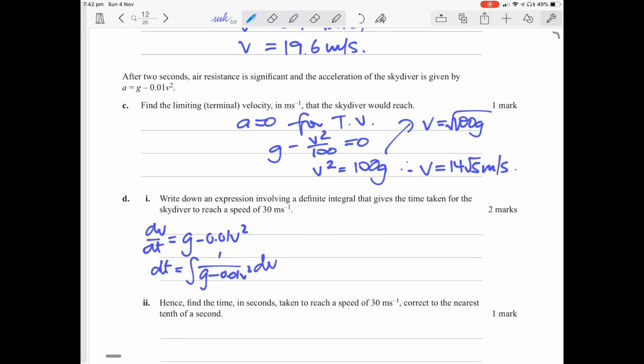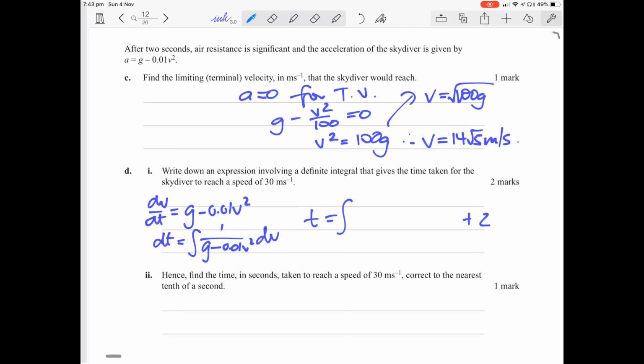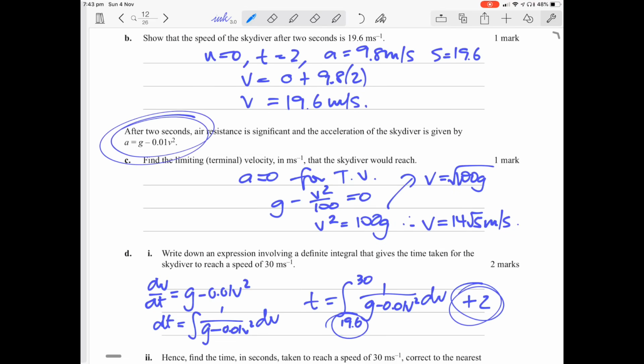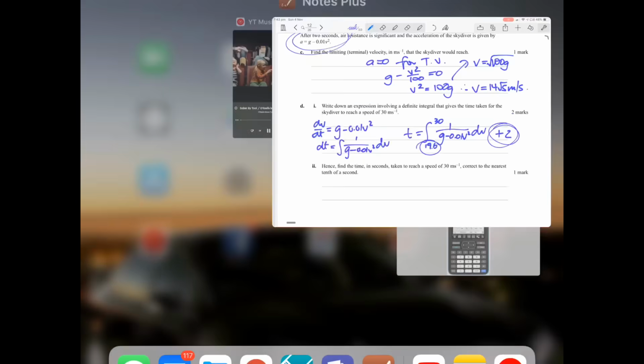Okay, so time is equal to different integrals, time taken for the skydiver. We know it took 2 seconds to get to 19.6. So our velocity is 19.6 to 30 of 1 on G minus 0.01 V squared dv. I think a lot of kids would have stuffed this up because they would have forgotten that it was already 2 seconds and the velocity was already 19.6 when this air resistance started.